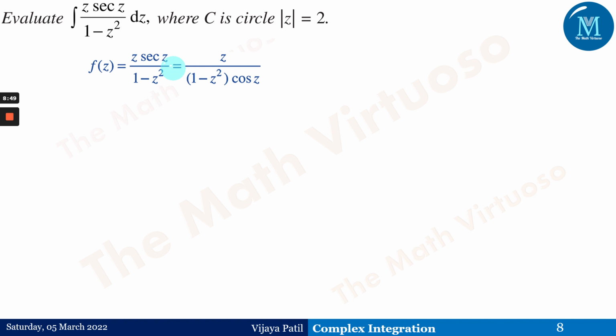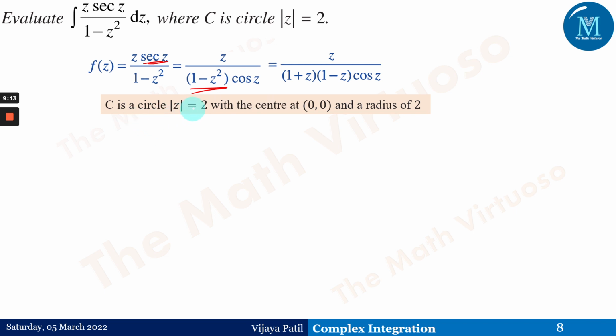If you observe here, this is sec z in the numerator, but as we have to find out the singular points of this particular function, we have to write sec z as 1 by cos of z. And 1 minus z square we can take as (1+z)(1-z), so the function is z over (1+z)(1-z) cos z.